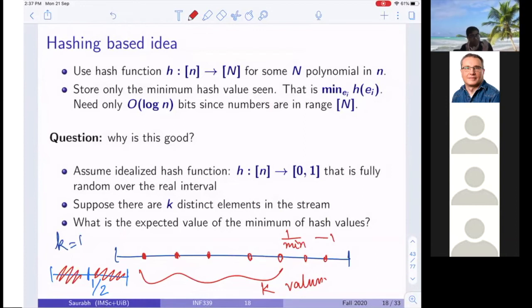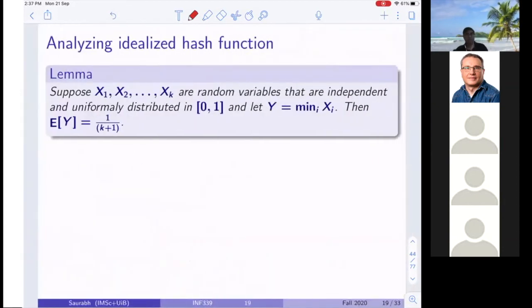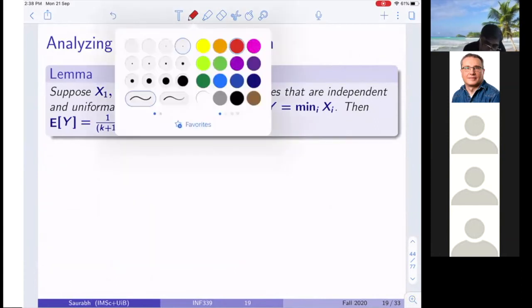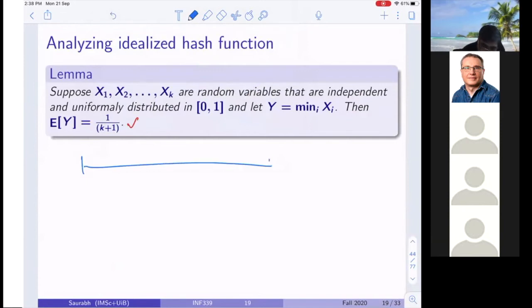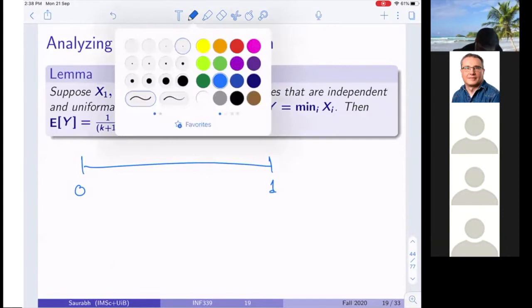This is just to give you an intuition. Now what we can prove is a very strong theorem. Suppose x1 to xk are random variables that are independent and uniformly distributed in 0, 1, and let y be the minimum of these. Then the expected value of y is 1 over k plus 1. As was said just now, if you take the interval 0, 1 and k is 1, then you expect it to be half.